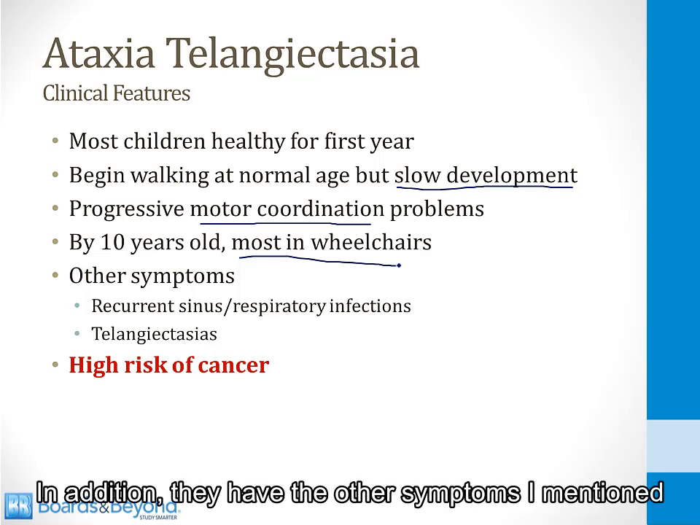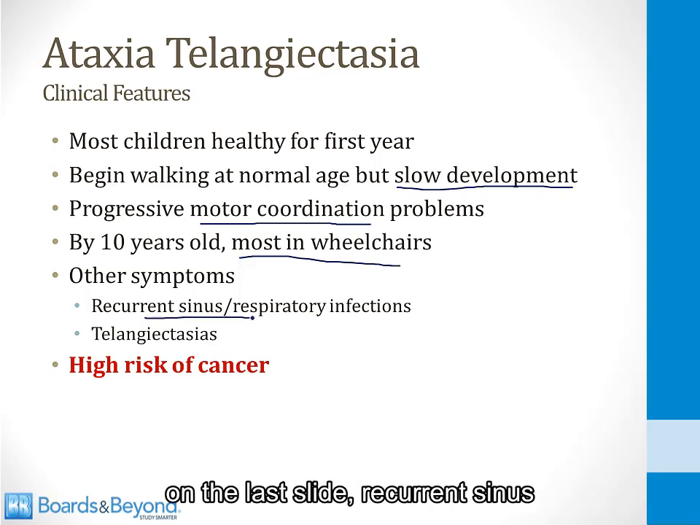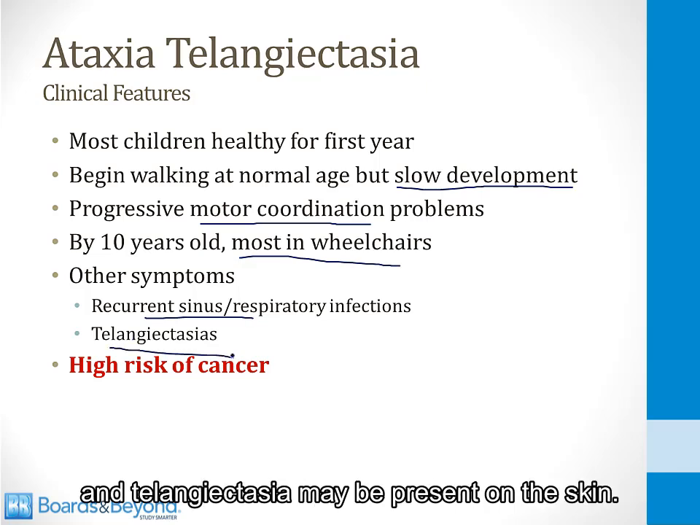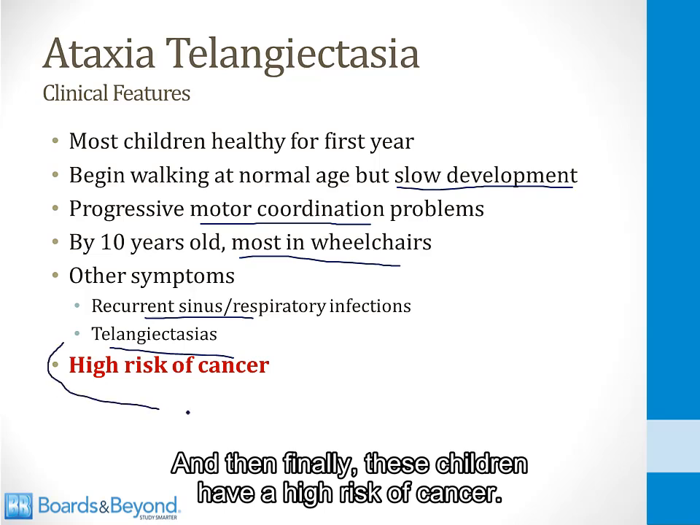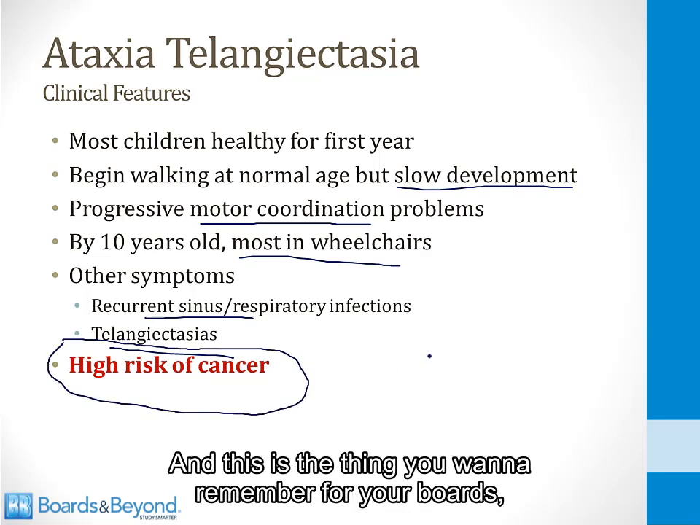In addition, they have the other symptoms I mentioned on the last slide: recurrent sinus and respiratory tract infections, and telangiectasias may be present on the skin. And then finally, these children have a high risk of cancer, and this is the thing you want to remember for your boards.